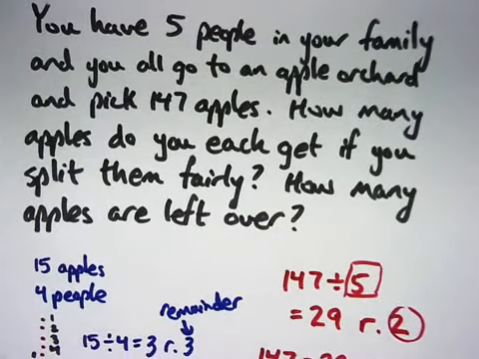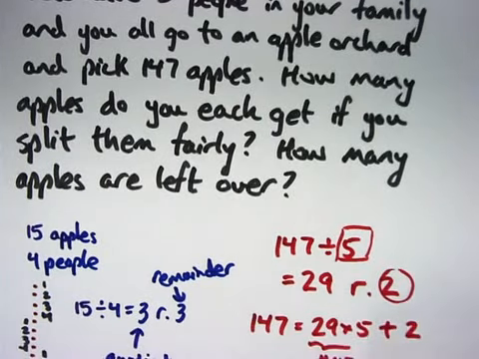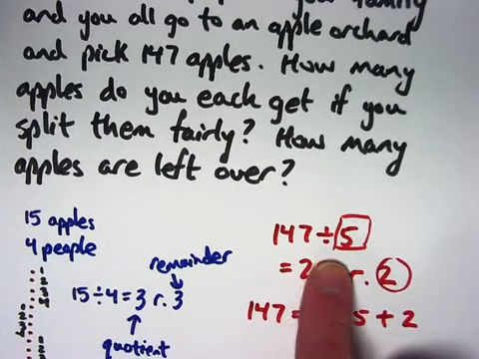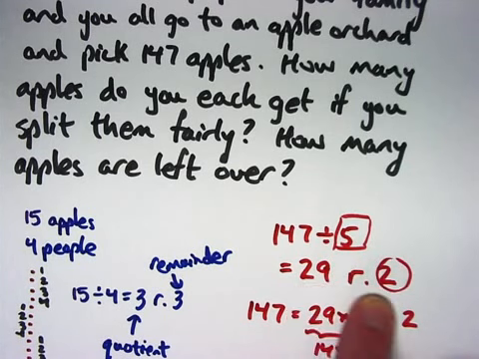In the last video, video number 9, we looked at a couple of examples. Here was one of them. You have 5 people in your family. You go to pick 147 apples. How do you split them fairly? And how many apples are left over? The answer ultimately was 147 divided by 5 gives you 29 for the quotient, meaning each of the 5 people gets 29 apples. And the remainder is 2. That means there were 2 left over.